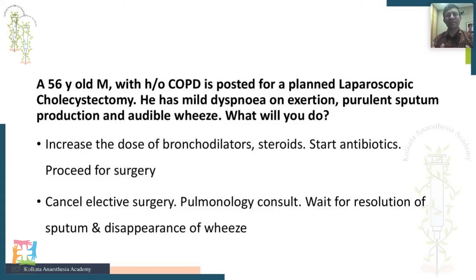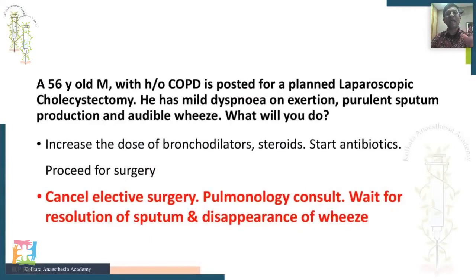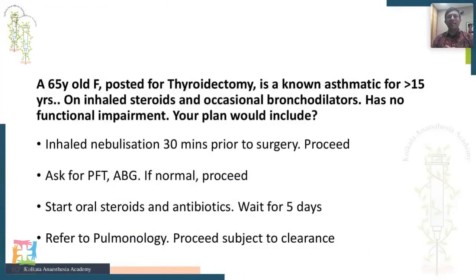A 56-year-old COPD patient with dyspnea on exertion, purulent sputum production, and audible wheeze. What will you do? I think nearly all of you got it. I think this is very, very intuitive. You will cancel surgery. These have to be stabilized before elective surgery. You can't be taking in somebody who would otherwise definitely need therapy for this.